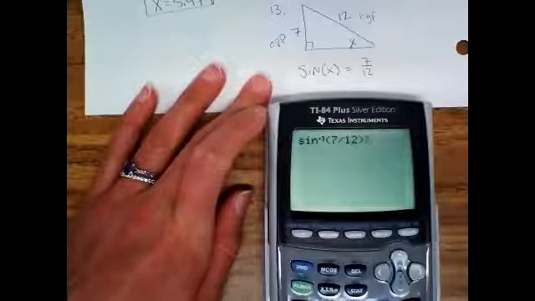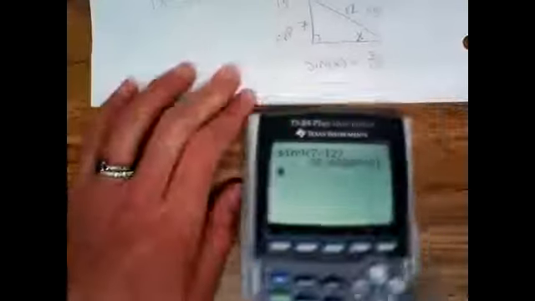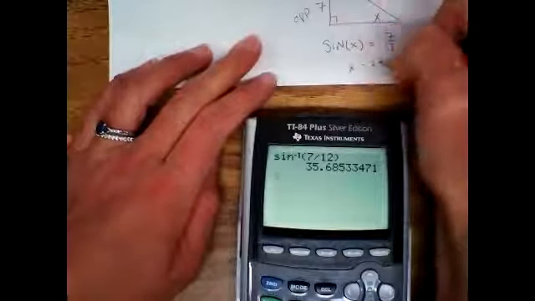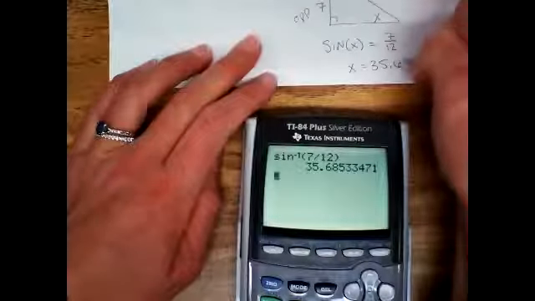So if you want the angle, you have to inverse trig. So sine inverse, cosine inverse, tangent inverse. And so what you end up with is the angle. So it's 35.685 degrees.